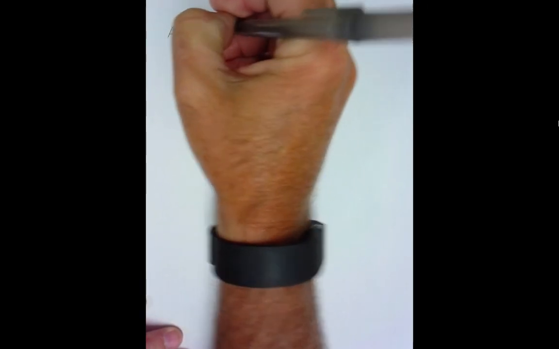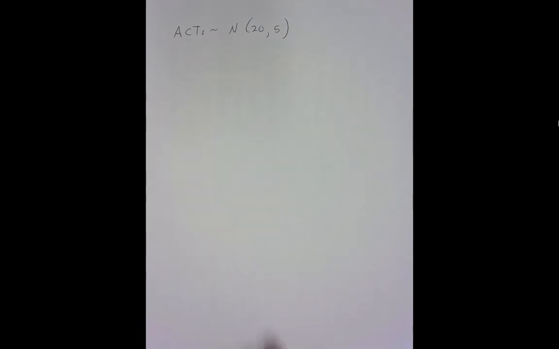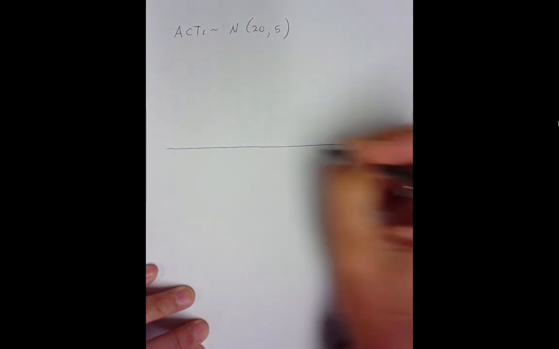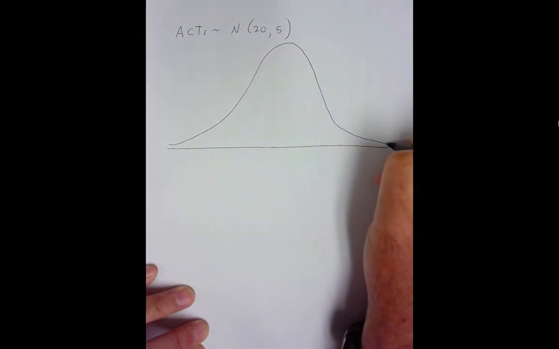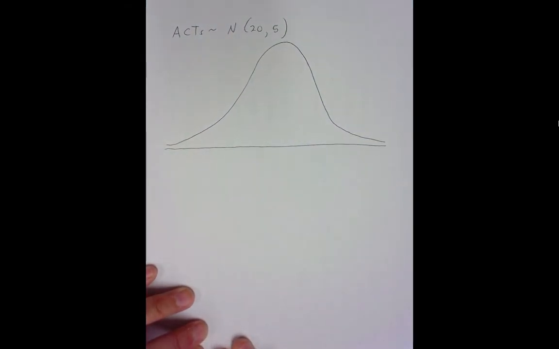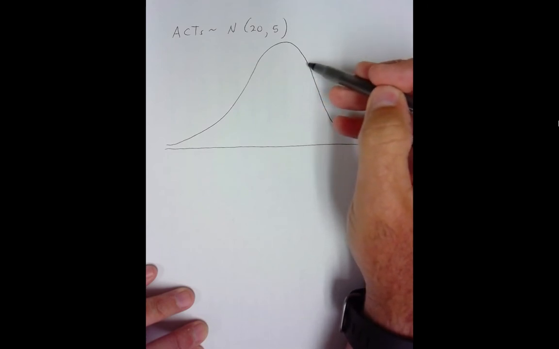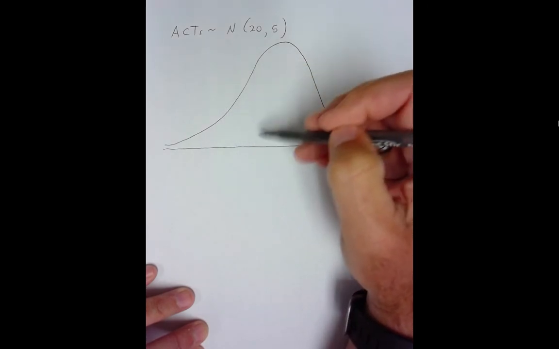ACTs form a normal distribution. Mean 20, standard deviation 5, let's say. So what do we know? We know that the distribution of scores is perfectly bell-shaped and symmetric. We know that underlying this nice continuous curve is a histogram, but we don't draw the histogram.